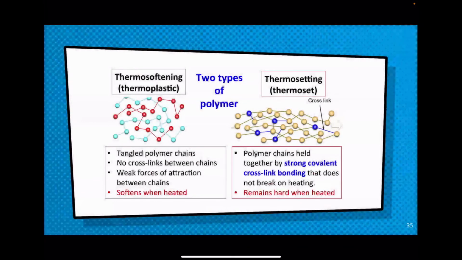If you look at the structure of thermoplastic and thermosetting plastic, you can see that the thermoplastic has a tangled polymer chain, with no cross-links between chains and weak forces of attraction between chains, and it softens when heated. While for the thermosetting plastic, its structure gives polymer chains that are held together by strong covalent cross-link bonding that does not break on heat. And this polymer remains hard when heated.